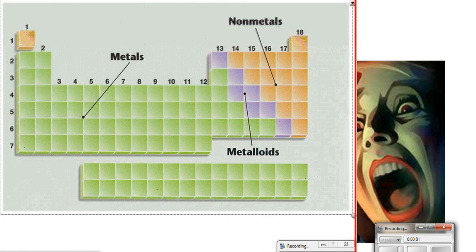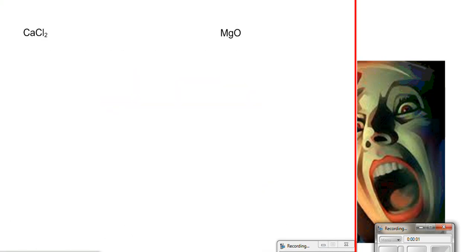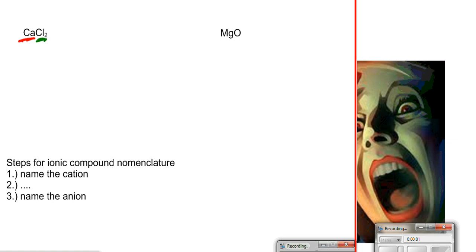If you look at a compound and it has a metal, calcium is a metal, and a nonmetal, chlorine is a nonmetal, you know you're going to have to name it as an ionic compound. And there are steps to do that. And the steps are, first you name the cation, then you name the anion. There's a step 2. We'll talk about that in a few moments.